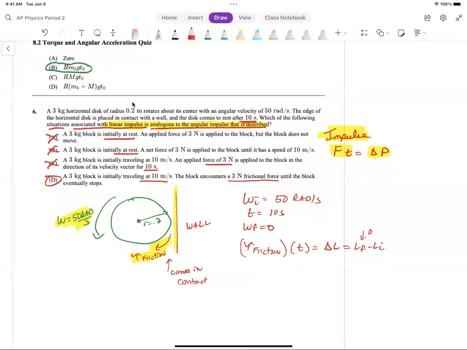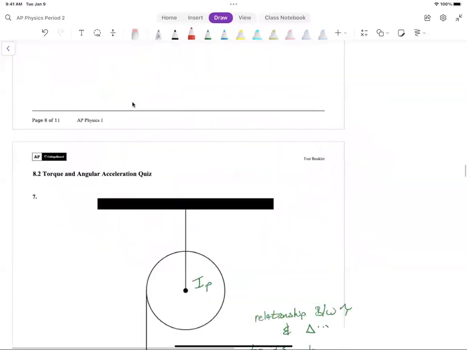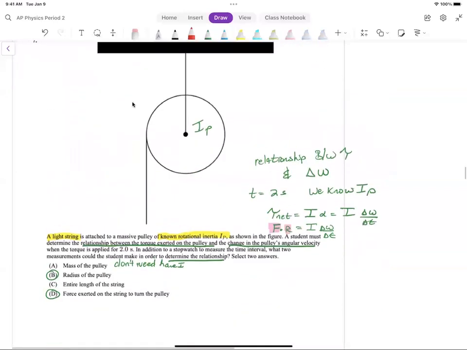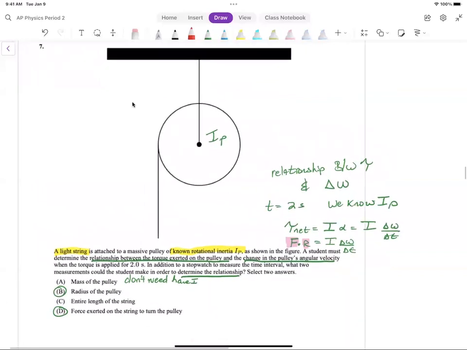So it's just making sure you start to see the connection. This is all the same thing, except in rotational world. All right, here's a situation where I have a string that's attached to a pulley of known rotational inertia. So I know this value, I sub P. I want to determine the relationship between torque and the change in angular velocity if I put some force on that disk for 2 seconds.